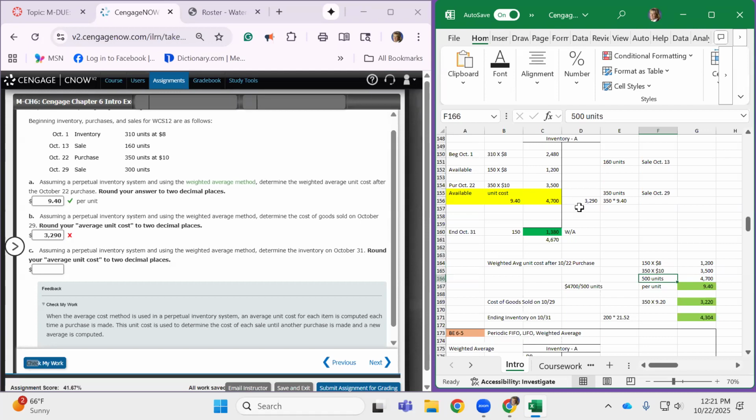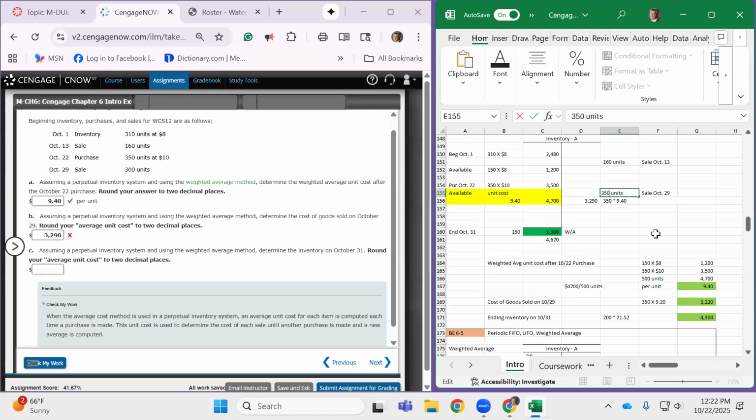500 units. There's 310 plus 150. 310 minus 160 is 150. Then we added 350, which gave us 500 units at a cost. Okay, so then we had $4,700 divided by 500, and $9.40 is right. Assuming a perpetual inventory system, use the weighted average method. I keep combining things. Let's try this one more time.